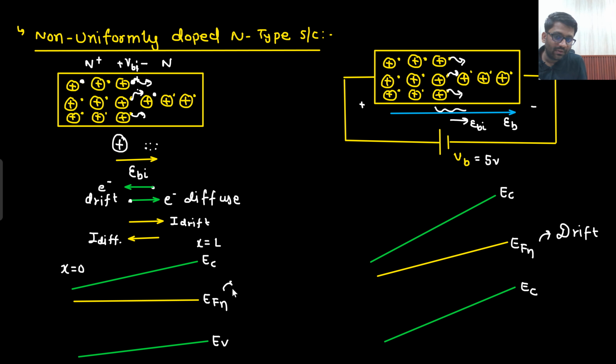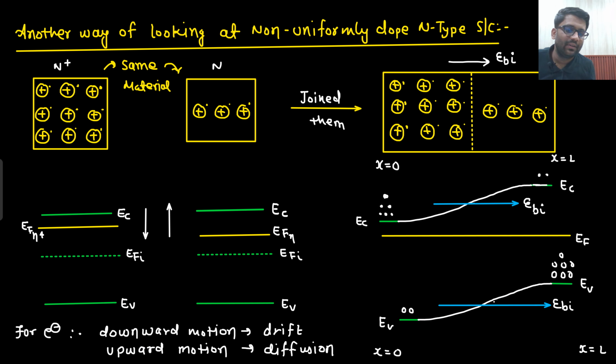Here what was the scenario? Drift was equal to diffusion. But here what is the scenario? The drift is more than diffusion. So this current is dominated by drift.